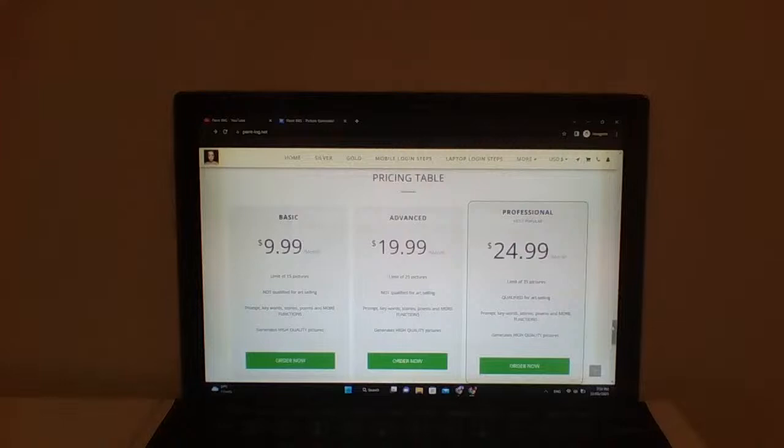Now back to the advanced plan. The functions include prompt, keywords, stories, poems, and more. Just send us any form of literature and we will generate it into a picture for you. For the advanced plan, we generate high quality pictures.